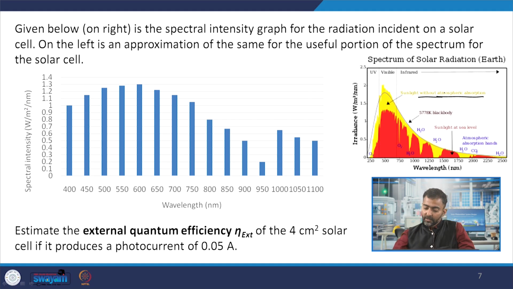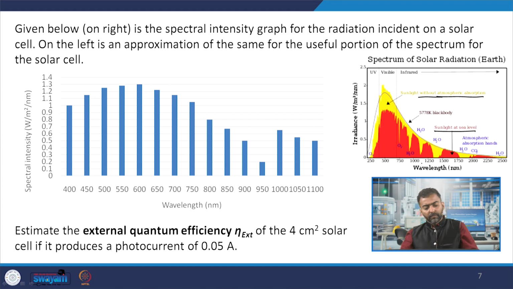the Earth's atmosphere. And as we discussed, when the radiation passes through the Earth's atmosphere, there are different phenomena like absorption, scattering and reflection which happen. So, finally what you get on the Earth's surface is this red one. That is what is shown here as the sunlight at sea level. The red colored spectrum is the spectrum of solar radiation on the Earth's surface.